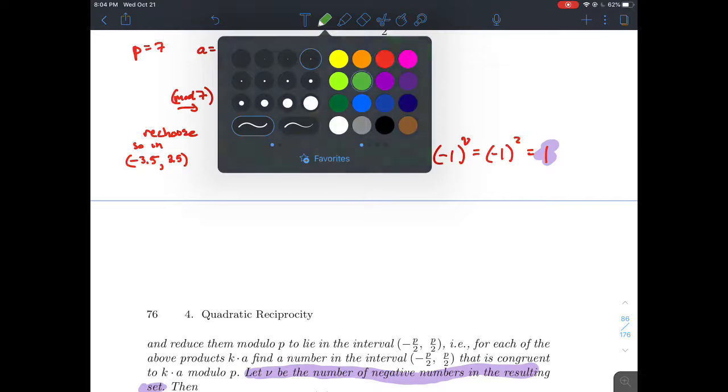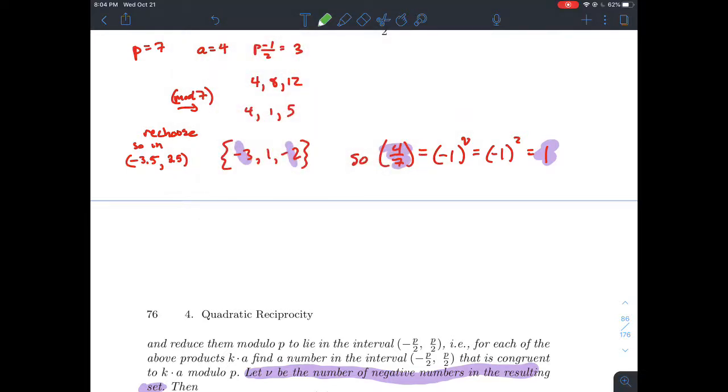Let's just double check that real quick. Is 4 a perfect square mod 7? And I see, oh, when I square 5, I get 25, which is congruent to 4. So yes, I square something and get 4. That means 4 is a square mod 7. So Gauss's lemma checks out. Surprise, it's only over 200 years old. So let's get into the actual proof of it.